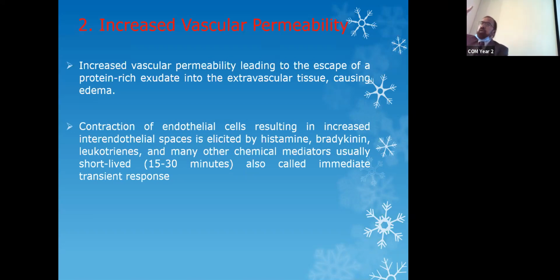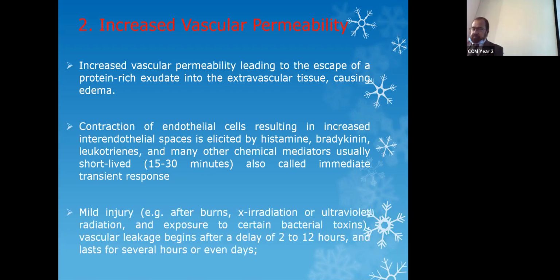Remember my first picture in which the macrophages were engulfing the bacteria and the chemical mediators being secreted, and they are acting on the blood vessel. So this is the first response they get, that there will be increased permeability. Number two, mild injury like X radiation, burn, or ultraviolet rays, they also cause damage to the endothelial cells. They also cause contraction of the endothelial cell, which is a delayed response, starts after 2 hours, but it can remain there for 12 hours or even a day or two, right? It has a delayed response.